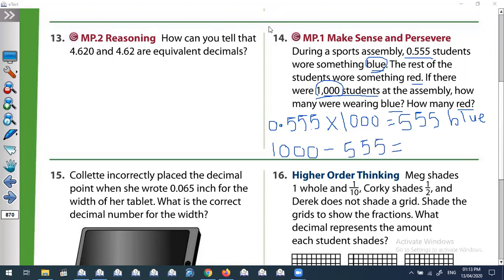0 minus 5 can't be. Borrow from 0, we don't have. Borrow from 0, we can't. Borrow from 1, 1 will be 0. This will be 9, 9, and the last one will be 10. 10 minus 5 is 5. 9 minus 5 is 4. 9 minus 5 again is 4. So this number is for red. The next exercise.